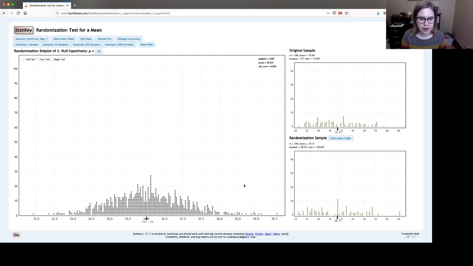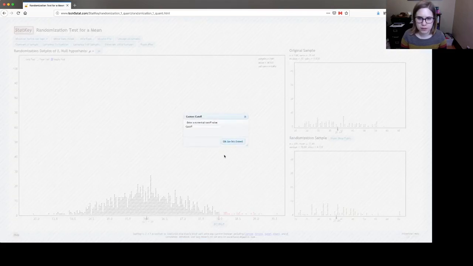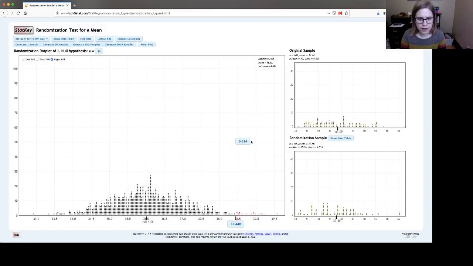But we can get StatKey to actually compute the p-value. We have to pick if it's a left tail or a right tail. In this case, we're on the right-hand side, so it's going to be a right tail. And then we have to specify what our test statistic was. So in this case, it was 38.44. And now I get a p-value of 0.014. So I would reject my null hypothesis, and I would say we have evidence to suggest that the true mean age is greater than 36 years.